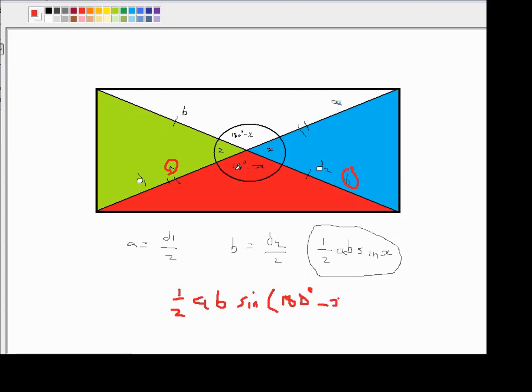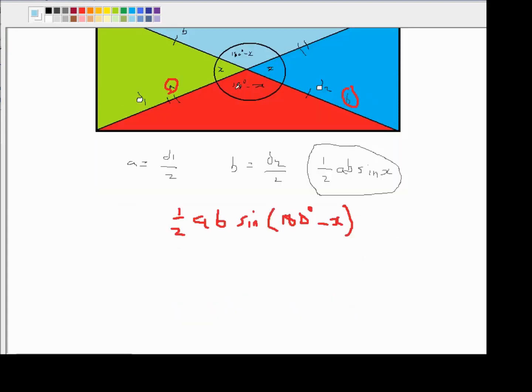And I've said it loads of times as if it's a matter of fact, but I might actually consider making a YouTube video to prove that the sine of 180 degrees minus x is equal to the sine of x, that it's a well-known trigonometric identity. So this area is the same. So the opposite triangles are congruent, and therefore all four triangles have the same area.